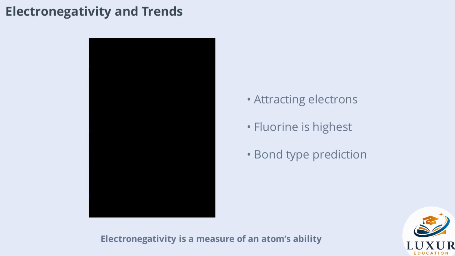Electronegativity is a measure of an atom's ability to attract shared electrons in a chemical bond. It increases across a period and decreases down a group. Fluorine is the most electronegative element, while alkali metals are among the least. Electronegativity trends are closely related to atomic radius and help predict the type of bonding between elements.